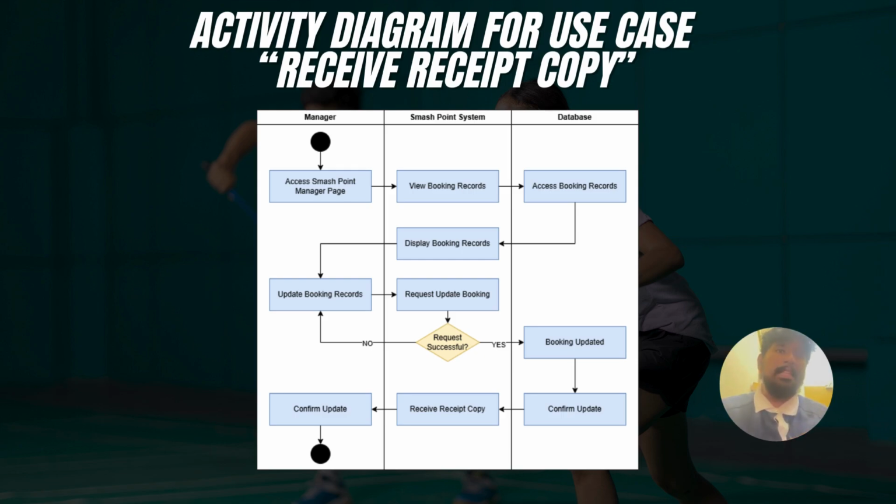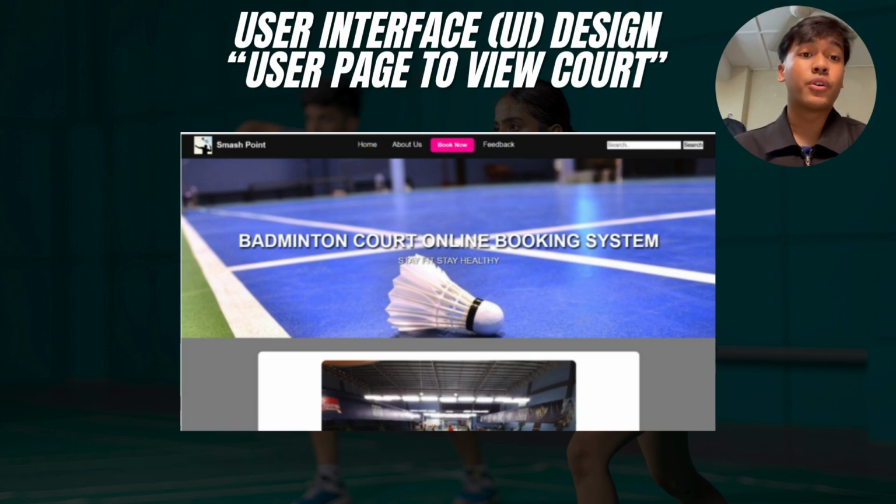Once the booking is updated, it will confirm the update in the database, and in the system, it will receive a receipt copy. From there, it will confirm the update, and that's where we end our activity diagram for the receive receipt copy. Okay, so now we're going to have a look at the UI for the user page to view card.